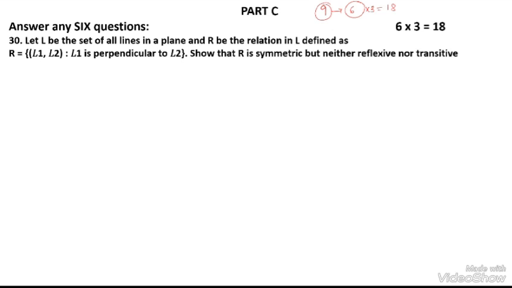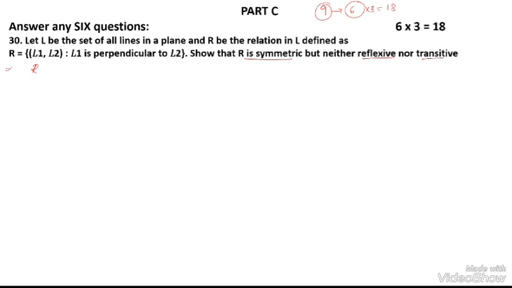Question number 30. Let L be the set of all lines in a plane and R be the relation in L defined as R equals (L1, L2) such that L1 is perpendicular to L2. Show that R is symmetric but neither reflexive nor transitive. Here the relation is already given.